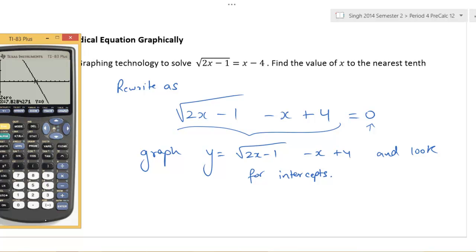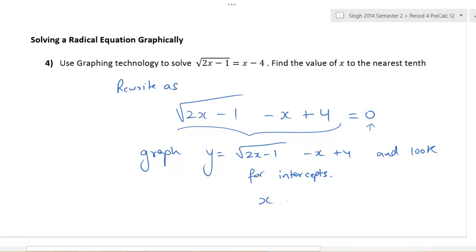And then press enter for the third time, and the calculator is going to tell you what the x-intercept is. And in this case, when y is 0, the x value ends up being 7.8284. We'll round to the nearest tenth. That's what the question is asking for. So we'll say x is approximately 7.8. And now you know how to use your graphing calculator.